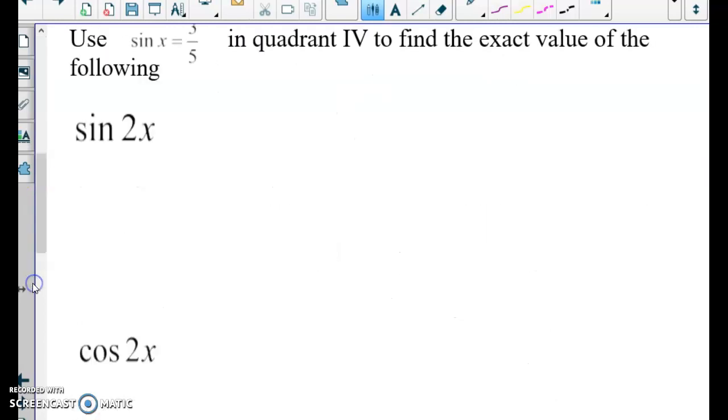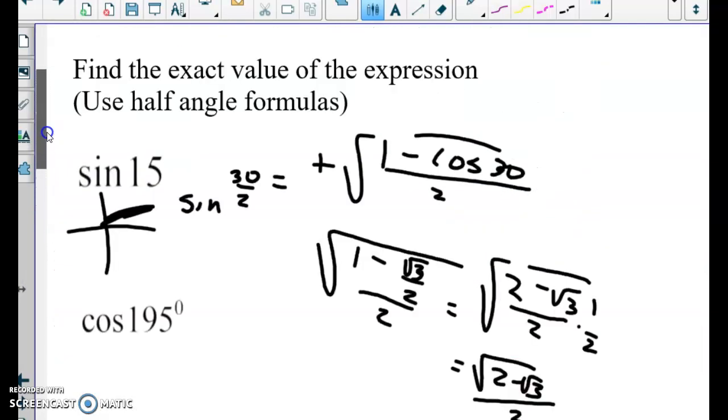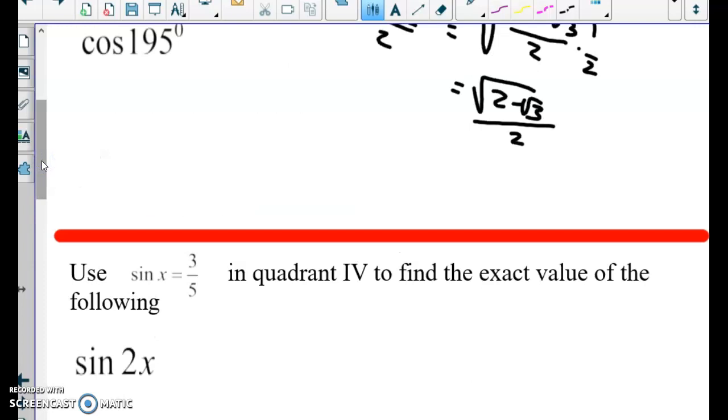Again, take some time and try this one by yourself, the cosine of 195, before I do it. All right, so if I want to find that, I'm using the half angle formula, so I'm going to say the cosine of 390 divided by 2. I don't know why I'm doing that. So let's go with it, I guess.